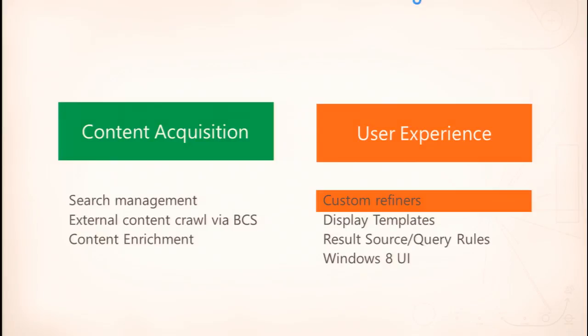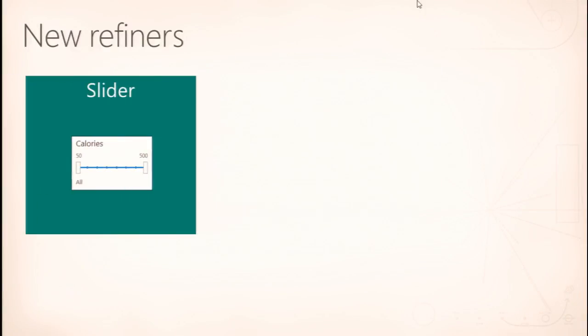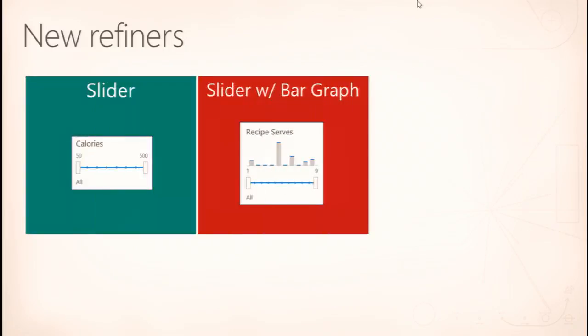So the refiners that we'll be looking at are all out-of-the-box refiners. Very easy to do in SharePoint 2013. In SharePoint 2010 it was actually somewhat cumbersome to do some of these things. You had to maybe download a Codeplex web part or get a partner one or create your own. These are the three out-of-the-box that we'll be looking at: a slider refiner, a slider with bar graph, and multi-value.